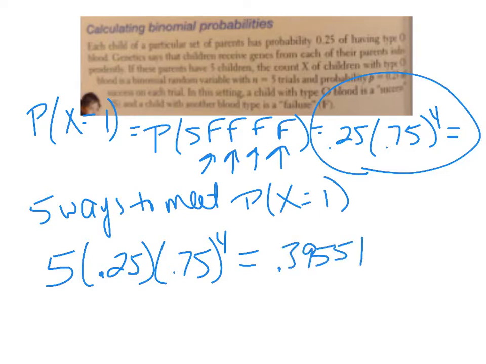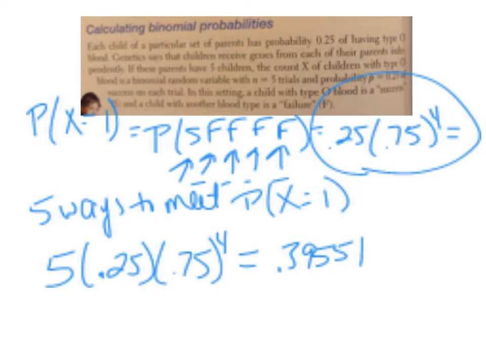0.39551. I need to add up the probability that it's the first kid that's a success, plus the probability that it's the second kid, plus the third, plus the 4th, plus the 5th. All of those probability values are calculated by 0.25 times 0.75 to the 4th, so I can just multiply that out by 5. So that tells me they have about a 39% chance of having exactly one kid that has type O blood. Not at least one, but exactly one kid with type O blood.